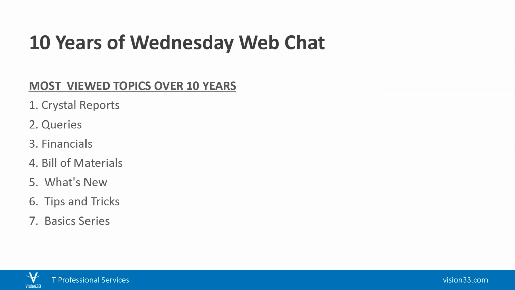So what are the most popular Wednesday web chat materials that have been produced over 10 years from Vision 33's customers and customers really all around the world? Well, this is kind of the order of the top 7 things that we have spent our time doing over the last 10 years: Crystal Reports, queries, financials, bill of materials, what's new in SAP Business One, some tips and tricks, and what we call the basics series. So I'm going to share with you some very fun things about those in terms of how to find them and what the value is and what we've done with it to make it easier.